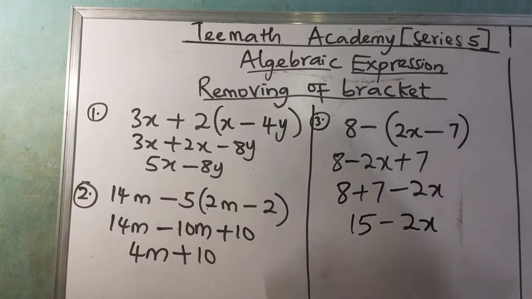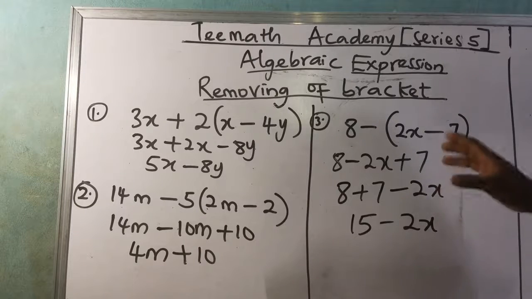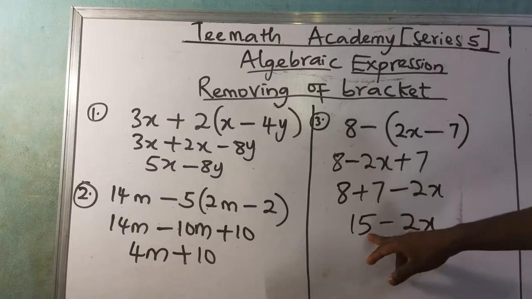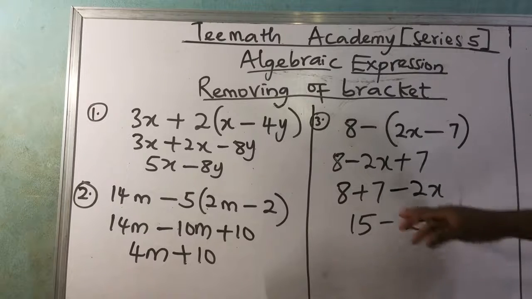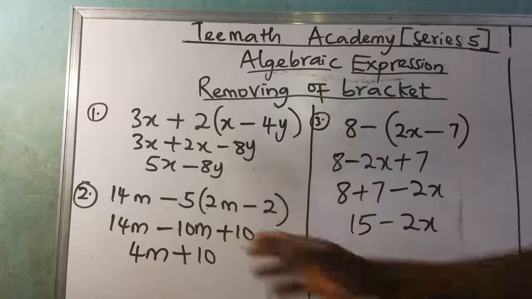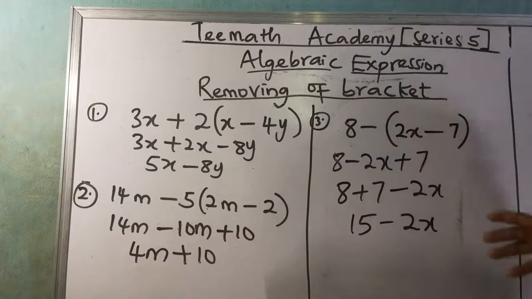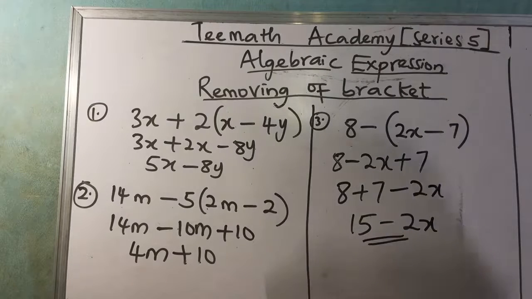Some students will say 15 minus 2x is 13x. That is very wrong. You cannot do anything. You leave it, because this is an ordinary number, only number, and this is a variable, a letter with a number, either addition or subtraction, just like this two. You can't do anything. You leave it like that. So this is our final answer.